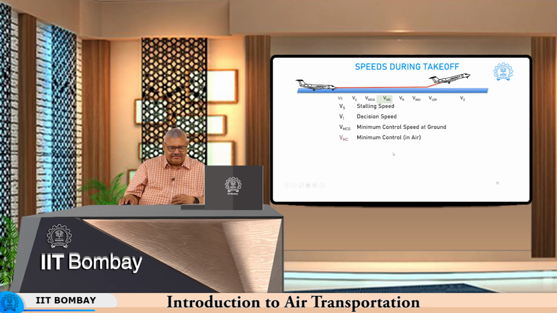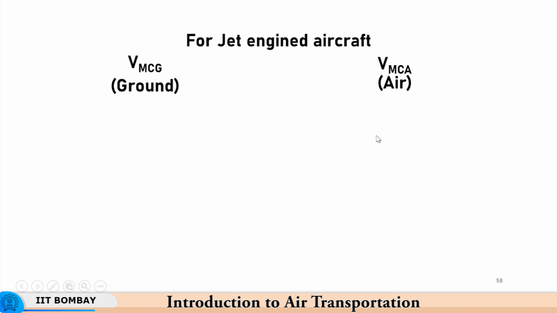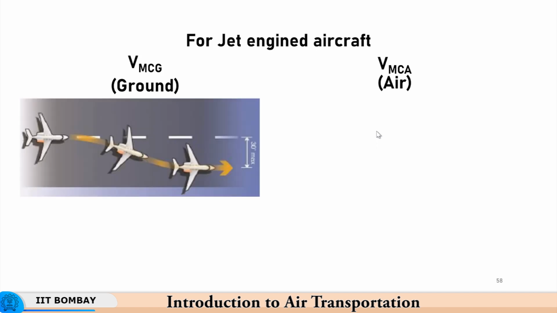Now, we notice that there are minimum control speeds on ground and in air. What does it mean? Here is an example of the definition of VMCG and VMCA, which stands for minimum air control. We have never had any query like this in the past, but it is okay, we will clarify the queries.